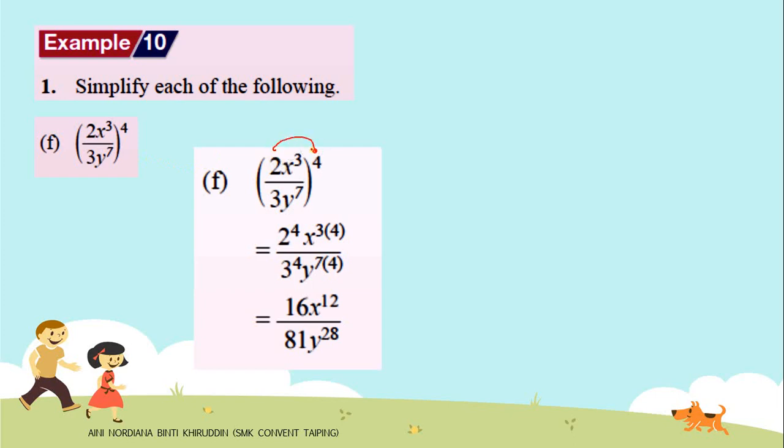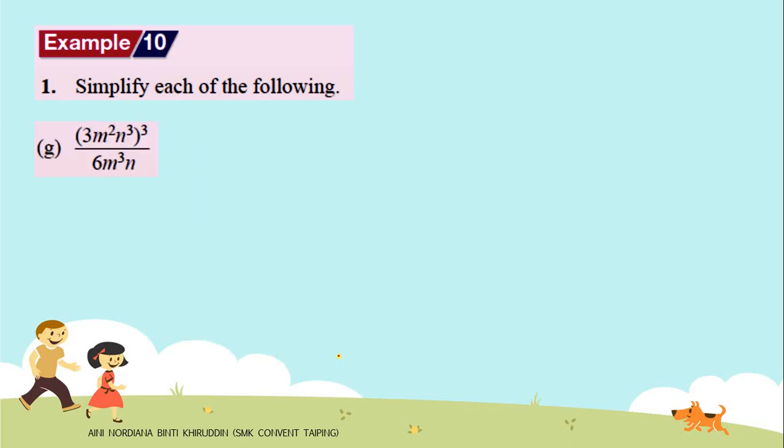You have to multiply 2 to the power of 4, and then x to the power of 3 times 4. Don't forget the coefficient also must be raised to the power 4. So 3 also to the power of 4, and y to the power of 7 times 4. So 2 to the power of 4 is 16. 3 to the power of 4 is 81. x to the power of 3 times 4 is 12. 7 times 4 is 28. So this is the final answer.